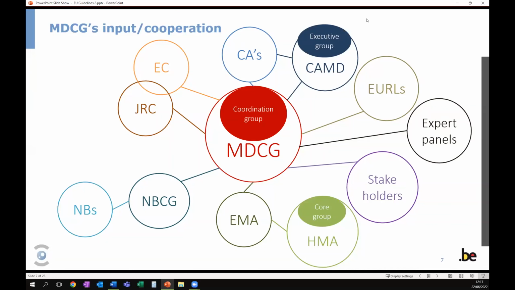And since recently, the European Medicines Agency is one of the cooperating groups as well. For instance, for the conformity assessment of companion diagnostics. And then, of course, there is one of the major players in the whole legislative system, notified bodies that mainly interact with the MDCG via their notified body coordination group. So depending on the topic, there's a lot of different groups that will influence or have input in the guidelines the MDCG produces.